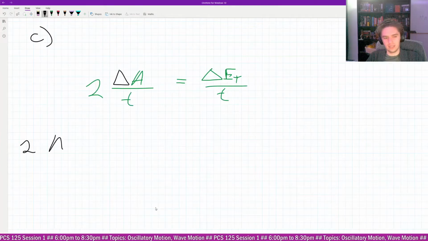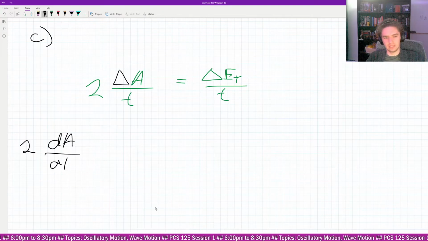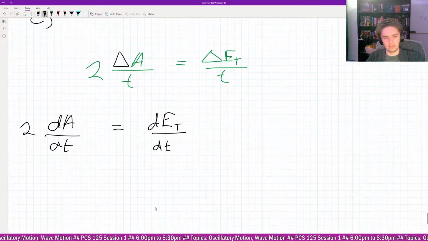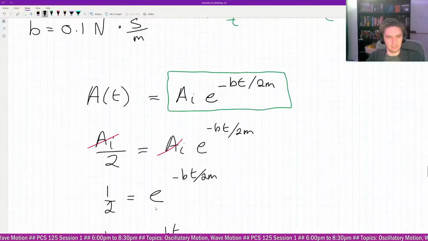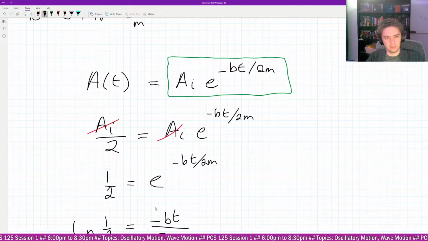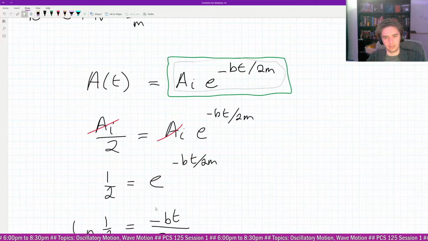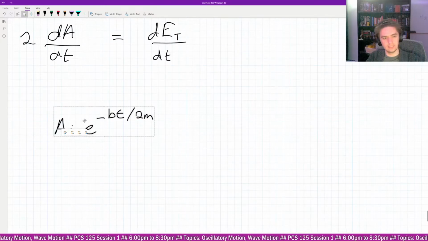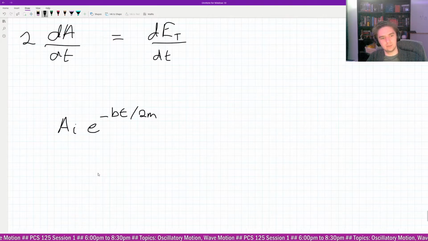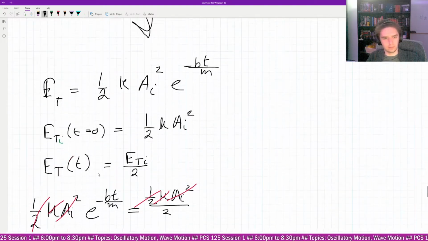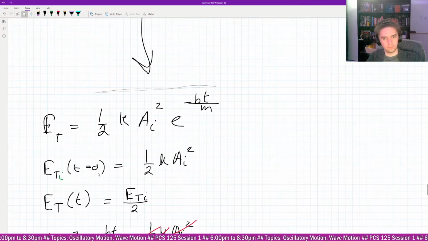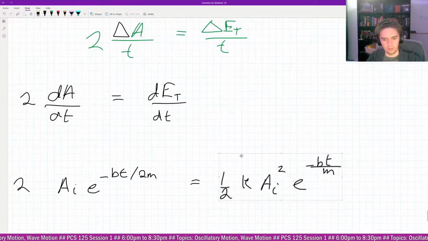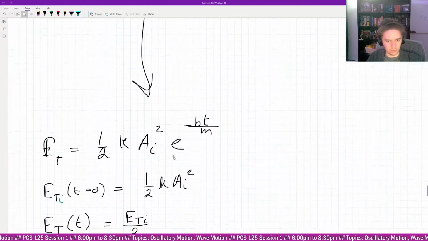So 2 dA by dt equals dE by dt. Okay. So what's A of t again? Let's see. A of t is this, which I will just copy. I think I already have it copied, but whatever. So I take this, 2 times that derivative, equals the derivative of E as a function of time. Okay. There. Is that E as a function of time? Yeah.